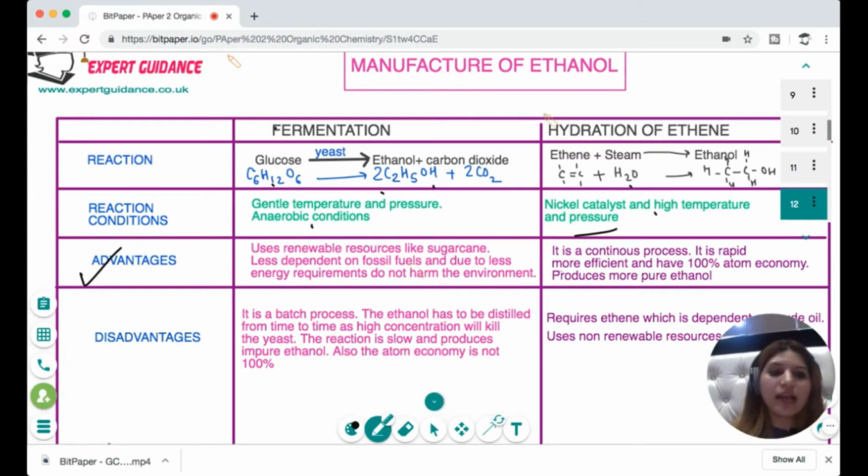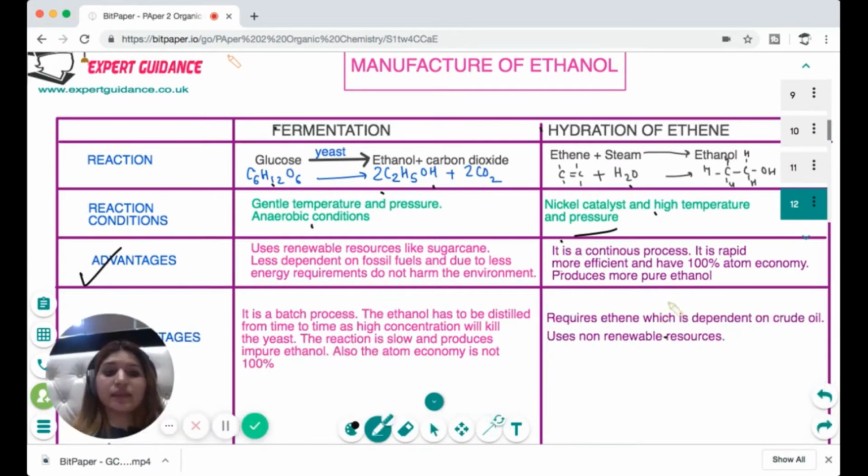On the other hand, when you do hydration of ethene, it takes ethene from crude oil and uses non-renewable resources. But the advantage of hydration of ethene is that it's a continuous process. You can just put everything in a mixture and keep the reaction going. It is rapid, more efficient, makes more pure ethanol, and since it is the only product, it has 100% atom economy because it has no side products.